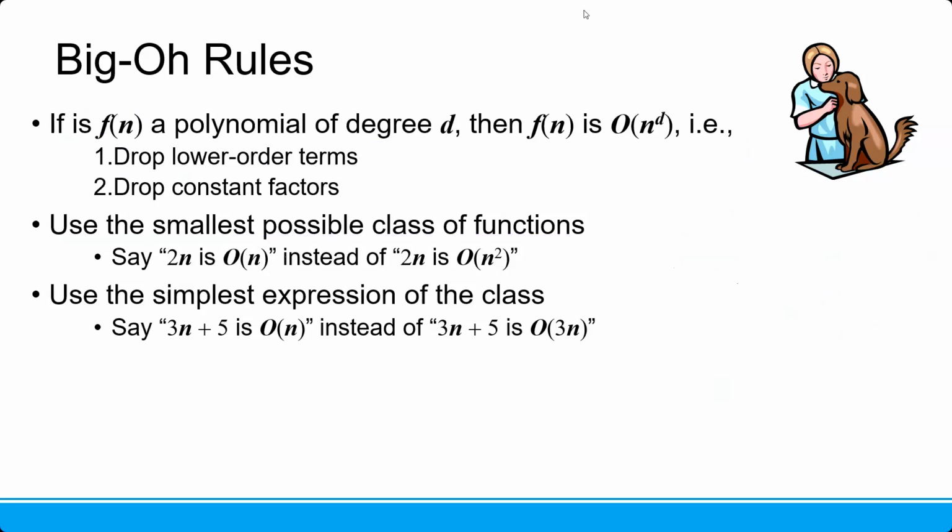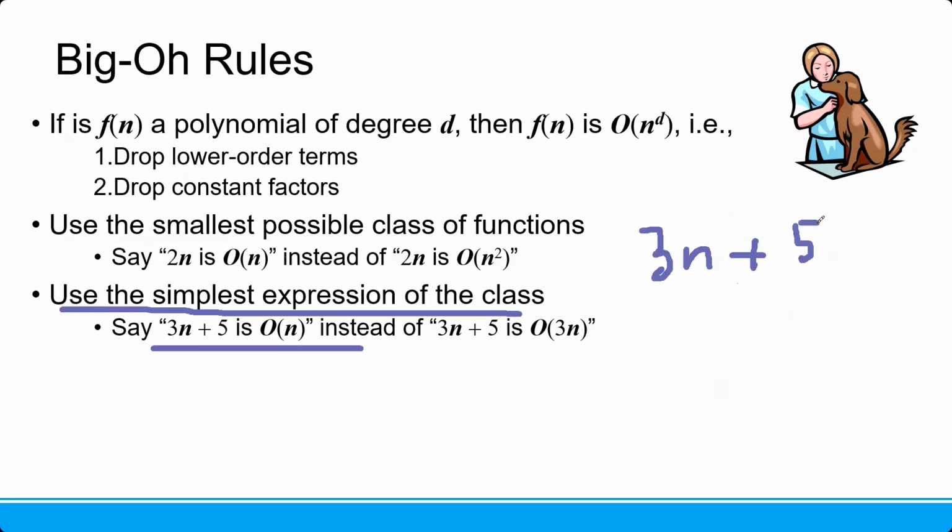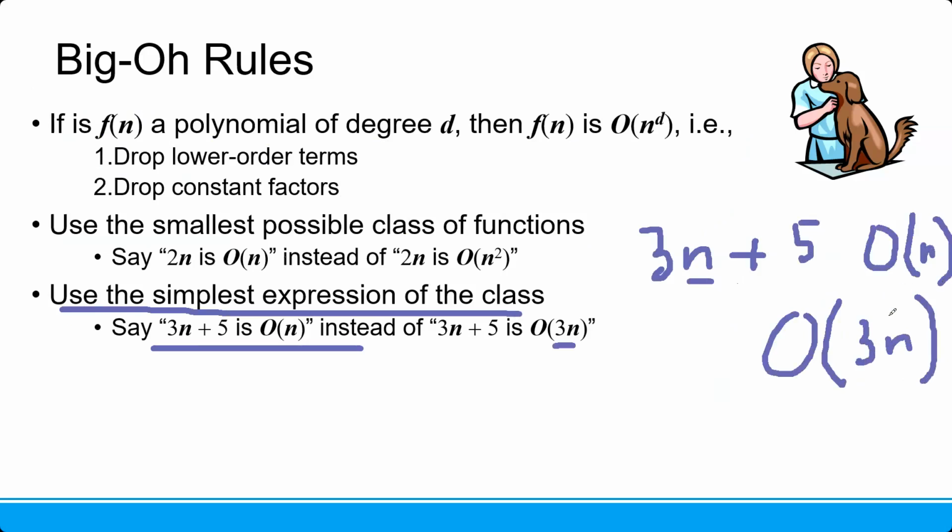If we have the expression, okay, we will choose the simplest one. What is the simplest one? Let's say we have 3n plus 5. So the simplest one is just choose the order. We know this is n, so we have O(n). We don't need to choose O(3n) because 3 is constant. So we just choose O(n) instead of O(3n). So this is the big O rule.